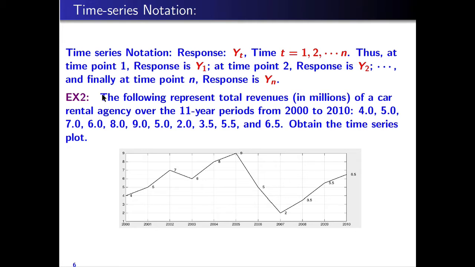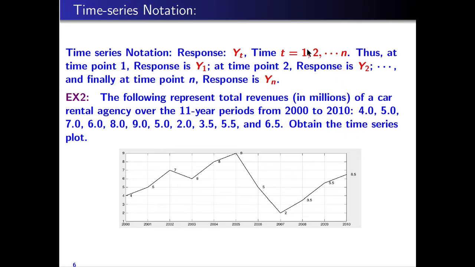Let's look at this example. The following data represent total revenue, in millions, of a car rental agency over the 11-year period from 2000 to 2010. And here's the data set. So you have 4.0, 5.0, 7.0, 6.0, all the way to 6.5. And then I ask you to plot this given time series.